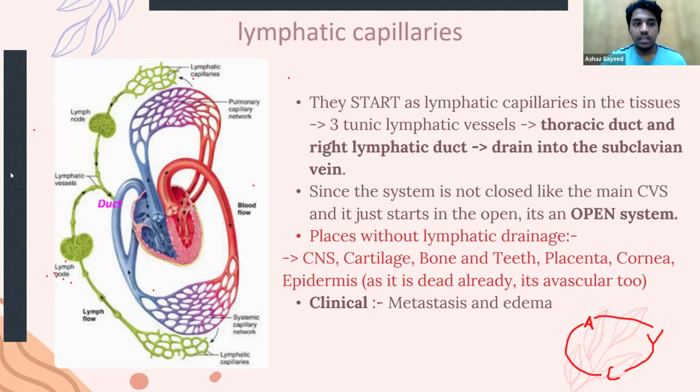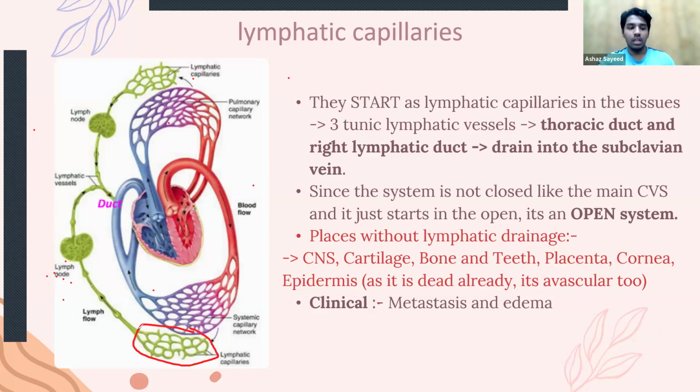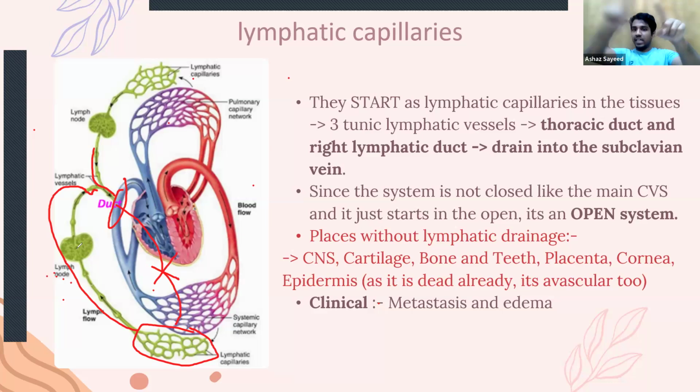Lymphatics, on the other hand, is an open circulation. Why? They start at the capillaries. They drain into the thoracic duct, and then the right lymphatic duct, and this vein right here, that's going to be a subclavian vein. But from here you do not have some new lymphatic vessels which come back to the capillaries. That's not there. So they just drain. They start at the capillaries, drain. A cycle is not complete over here. That's why it's called an open system.